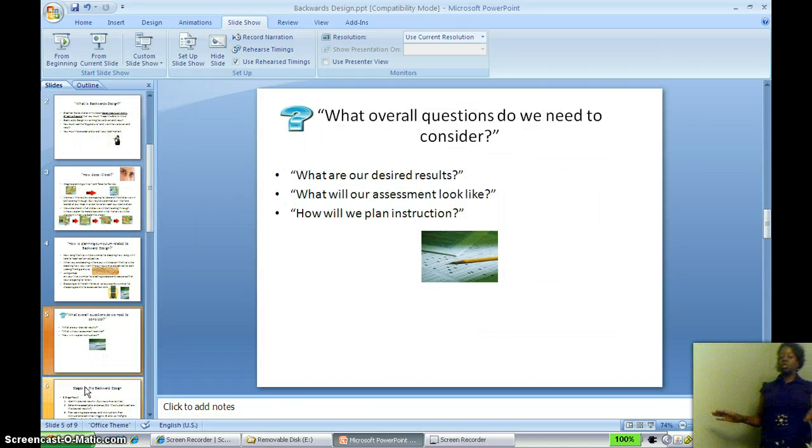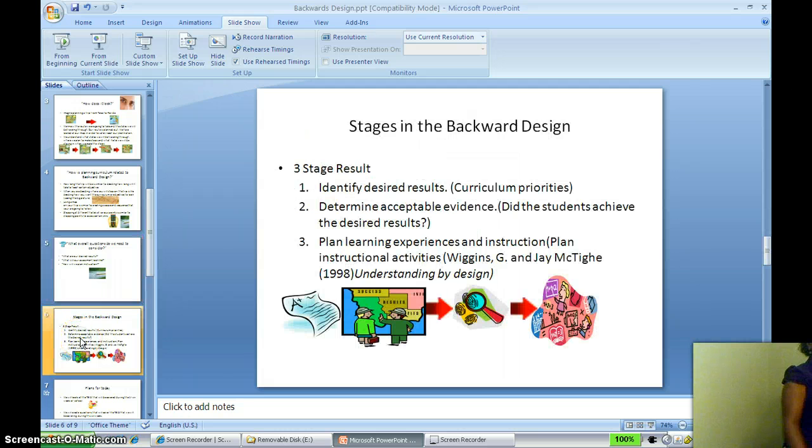What overall questions do we want to look at when we think about backwards design? What do we want to consider? The first thing we want to consider are our desired results, what our assessment is going to look like, and how we're going to plan for instruction. Now, I just mentioned to you the 3 stages in a backwards design. The first stage is identifying our desired results. These are our curriculum priorities. These are our state standards that we know that we are going to have to teach at our 6th grade level.